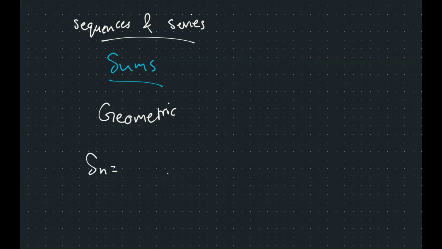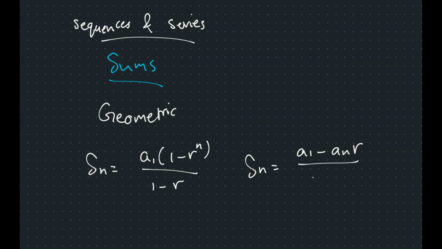So we have Sn is equal to a1 times (1 minus r to the power of n) divided by (1 minus r), and another formula is Sn is equal to (a1 minus an times r) divided by (1 minus r). Both of these are formulas that can be used to find the sum of some sequence.